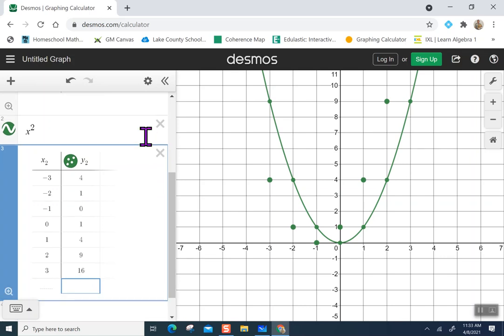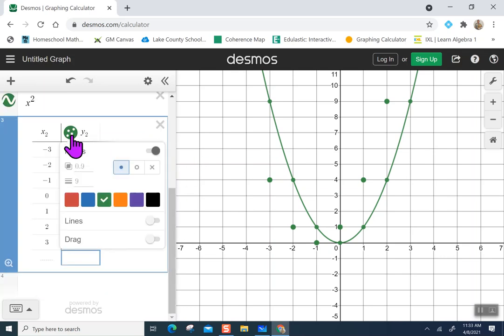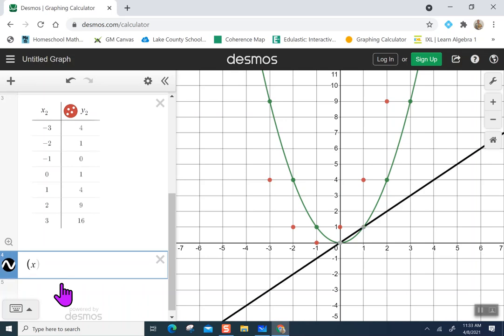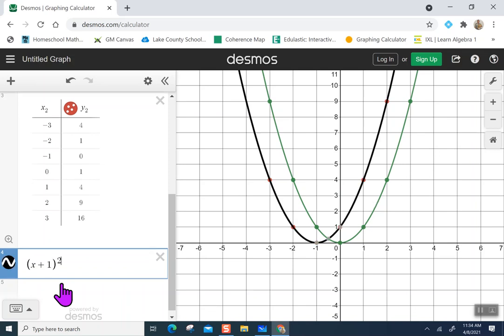Okay, I don't like the dots being the same color, so I'm going to come over here and change my dots to, I don't know, red, just to make them a little bit easier to see. Now, I don't know if you can see this clearly. So the best thing to do right now is to put my line in, and remember the parentheses. So I'm going to have to do open parentheses, x plus 1, close parentheses, and square it.